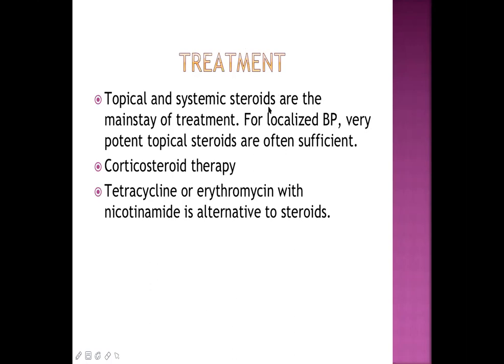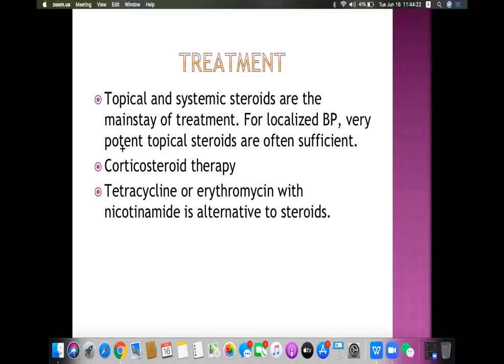And this is the treatment: topical and systemic steroid, similar because the mechanism is almost the same, autoimmunity. For localized bullous pemphigoid, very potent topical steroids are often sufficient. So what is the lesson you have learned? The treatment is a bit easier than Pemphigus vulgaris, because even potent topical steroids can be used in case of limited involvement. Potent.